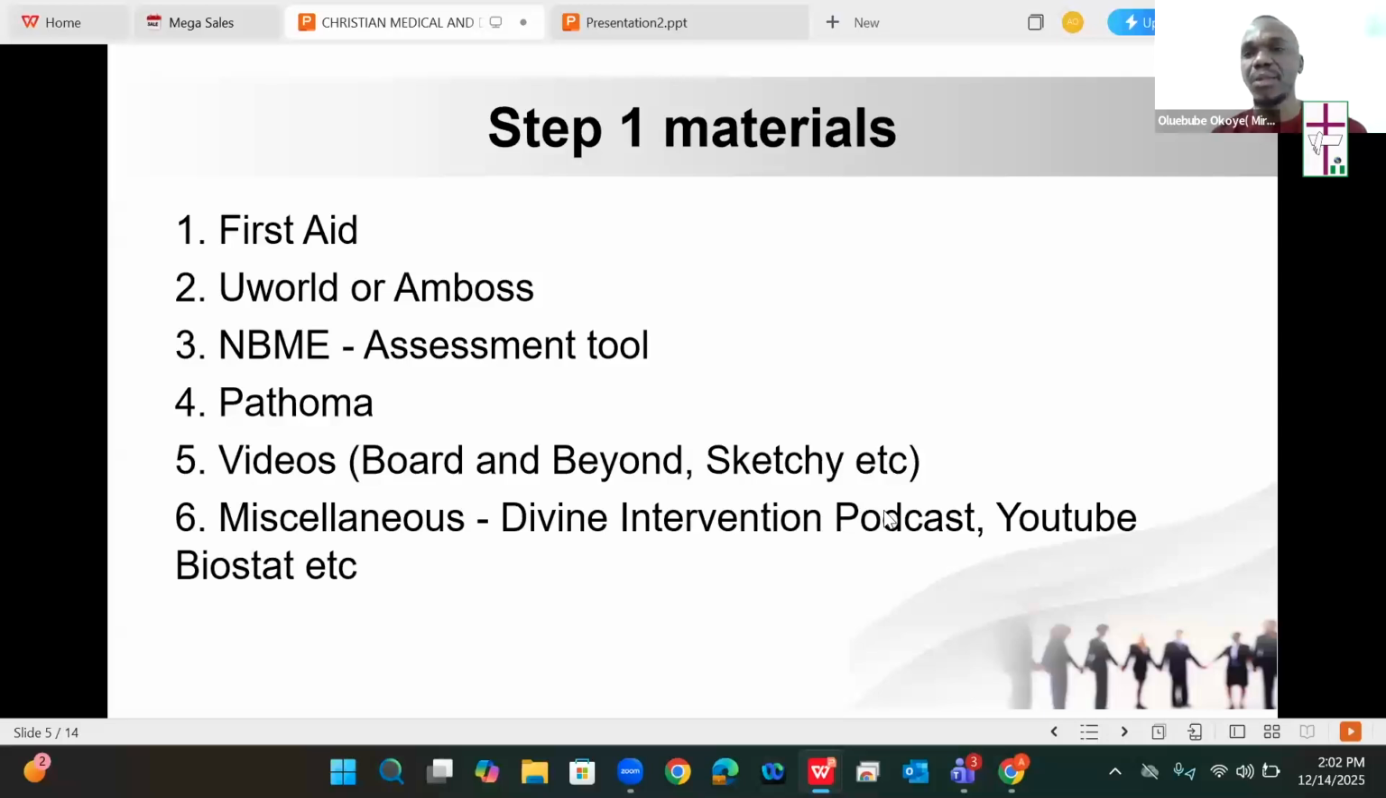Then you have your Pathoma. Pathoma is a textbook of pathology. You just need to read a few chapters of Pathoma. Then there are also some videos that people do. You have Boards and Beyond videos. You have Sketchy videos. That's for people that actually enjoy doing videos.